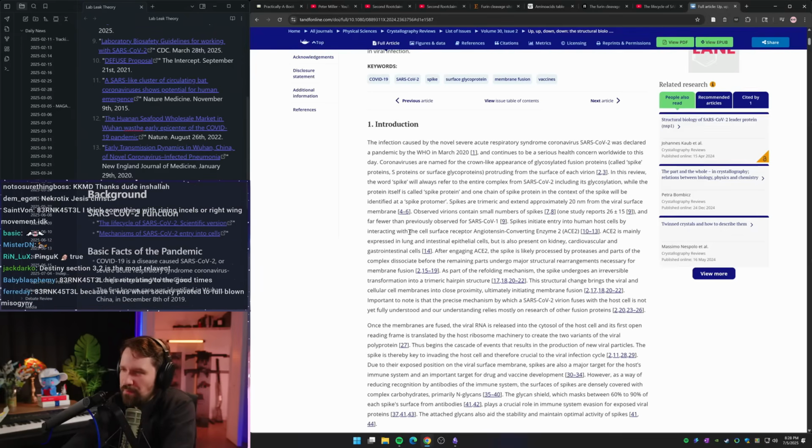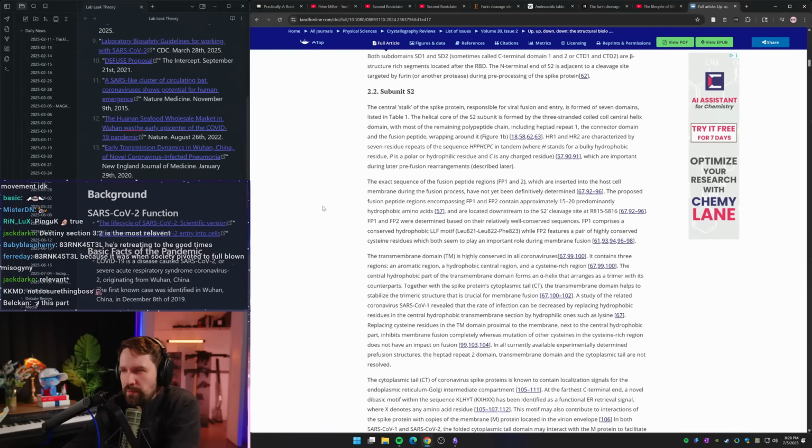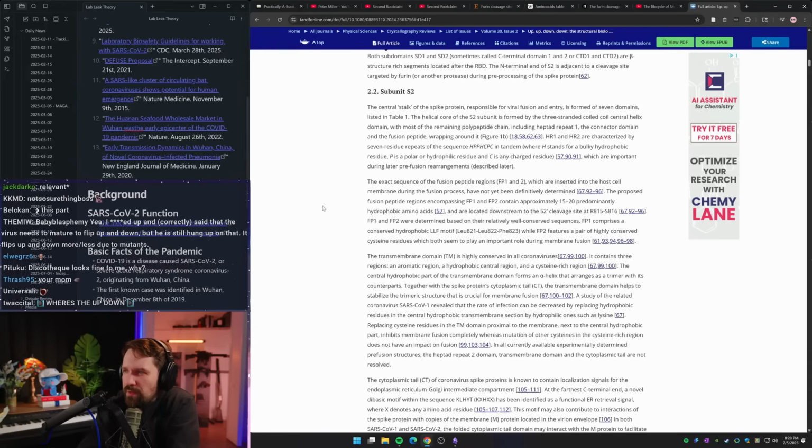Section 3.2 is the most relevant. The central stalk of the spike protein, responsible for viral fusion and entry, is formed of 7 domains. Listen to table 1. The helical core of the S2 subunit is formed by 3-stranded coiled.